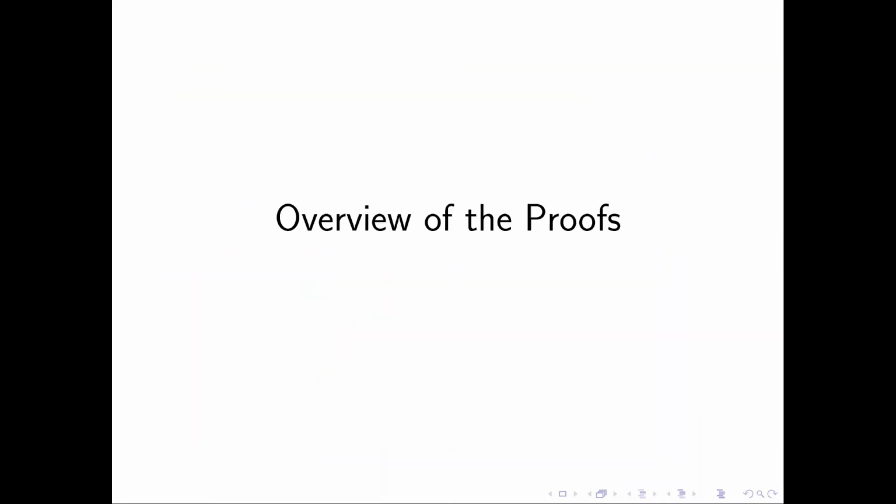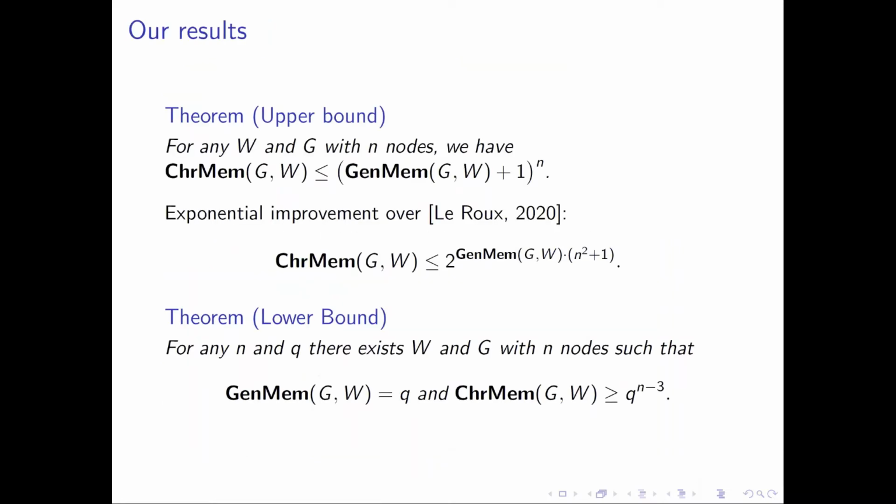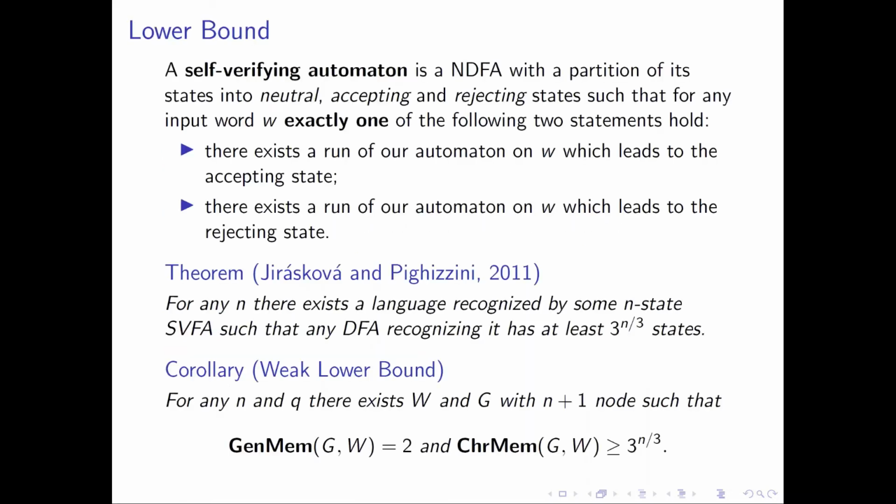This is a weak version because our strong version, if Q is 2, gives us chromatic memory 2 to the n up to some constant. And in our weak version that can be derived directly from Geraskova and Pighizzini, we have 3 to the n over 3, and it's smaller than 2 to the n. But still, it is already exponential. And in our strong lower bound, we have a better bound for 2, and we also have a bound for every possible Q.